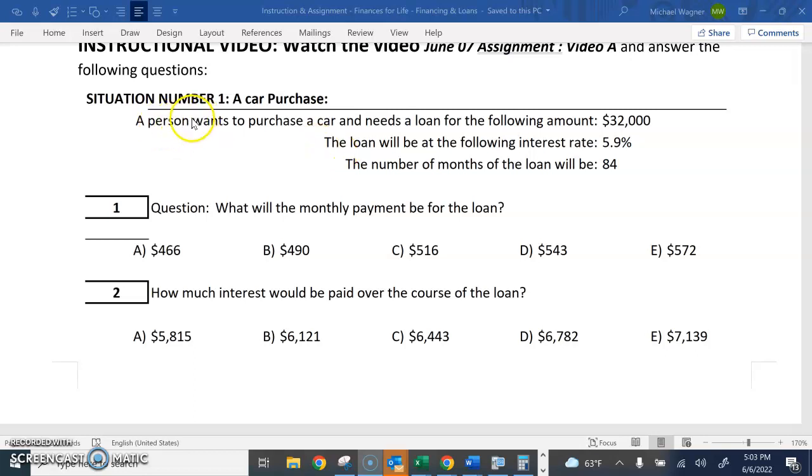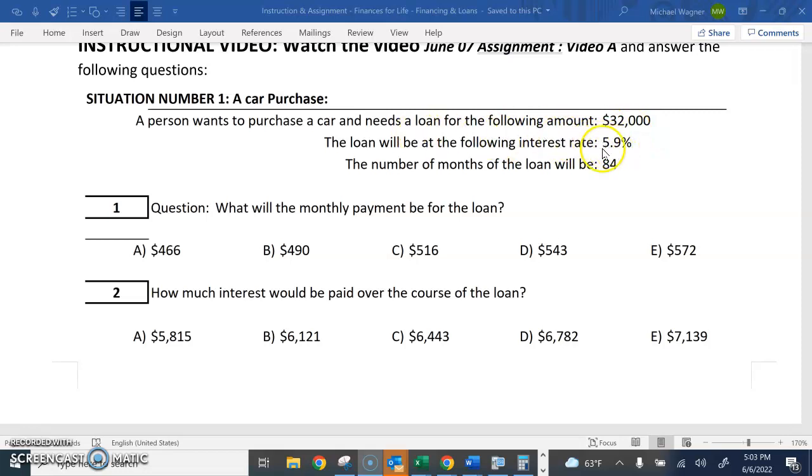Okay, so we're looking to make a purchase of a car in this case, or it could be anything. It could be a home loan, it could be a vacation. Those will be the other scenarios. The important thing is how much the loan is going to be for. So this one's going to be for $32,000, right?